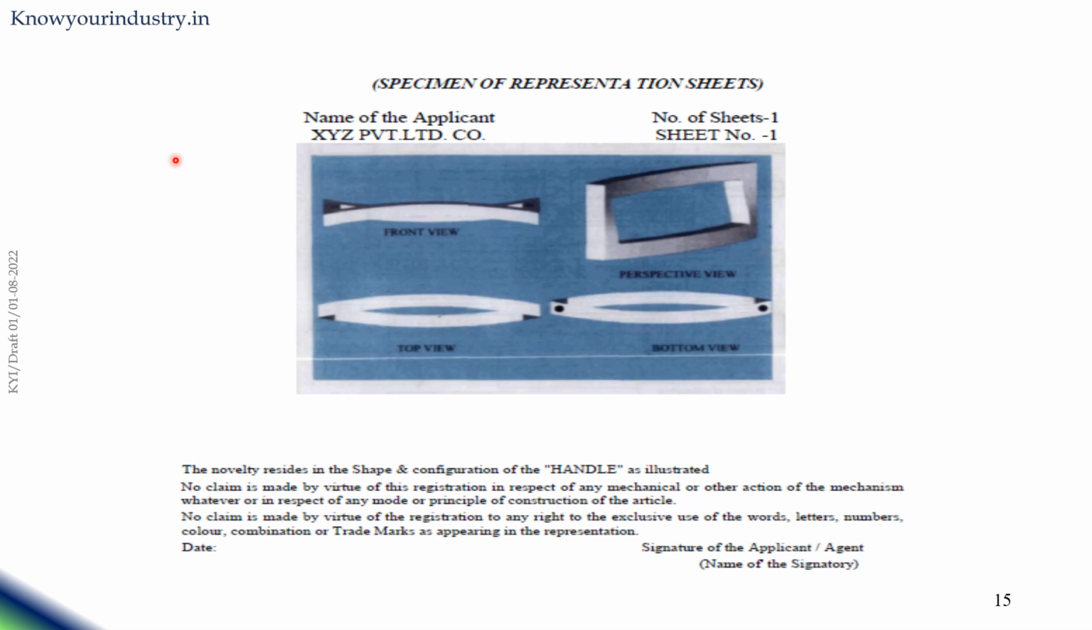The present slide shows another specimen of representation sheet. Front view, perspective view, top view and bottom view. There are 4 important views of an article given in the representation sheet for which we are seeking a legal protection under Design Act.